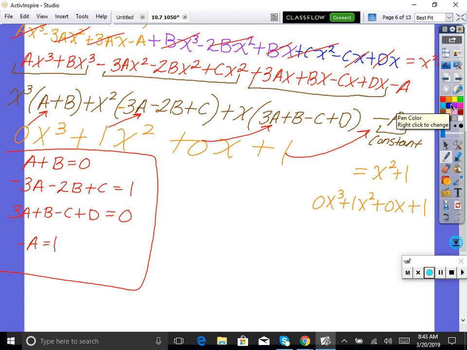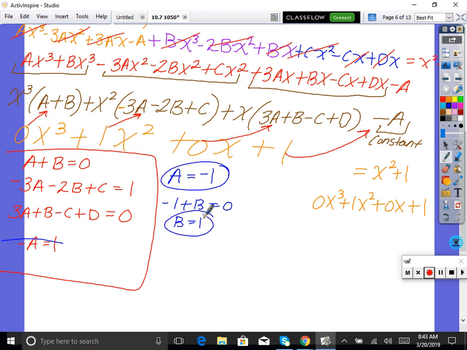Okay, well, the nice thing is we know a right away. Then we're going to know b. It's going to be pretty quick. Even though it looks big, it's pretty dang quick. Because what's a? A is negative 1. Okay, true. Then let's go find b. So you'd say negative 1 plus b equals 0. So b must equal 1, right? A is negative 1, b is 1. Okay, let's go plug that in to find c now.